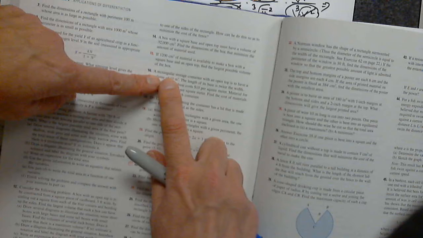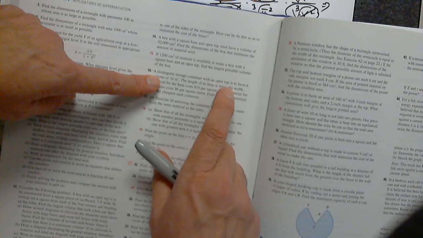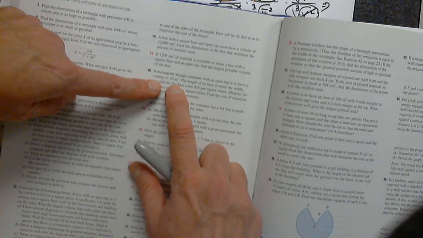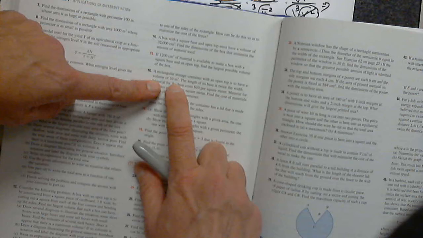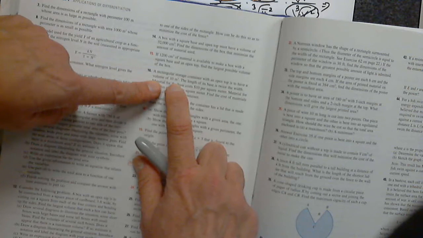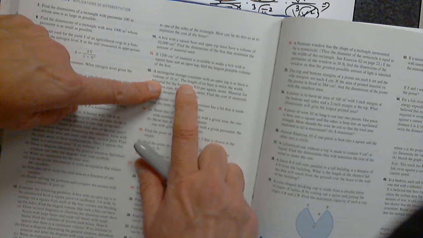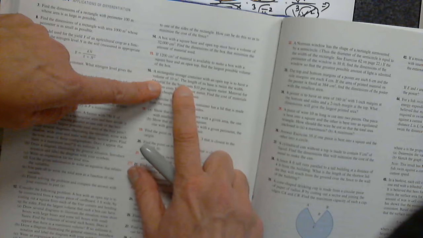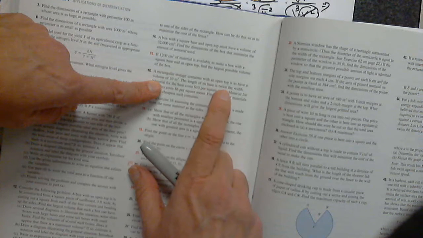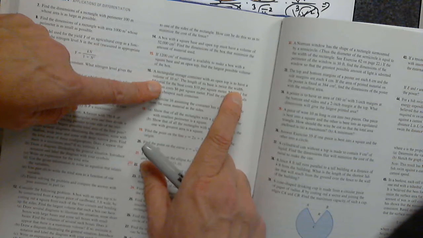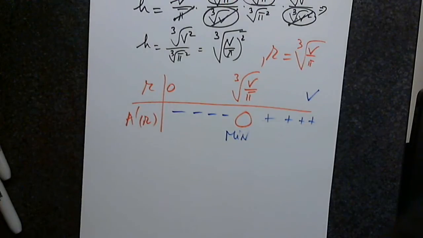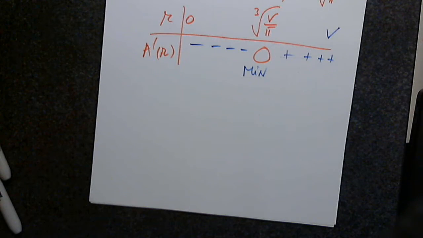Okay? A rectangular storage container with an open top is to have a volume of 10 cubic meters. A rectangular, it means that the length and the width are not the same. The base is not a square. But we are given some information about that. The length of its base is twice the width. So what do I have so far? Let's get the problem started and then we'll go back.